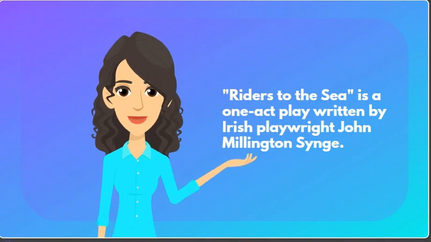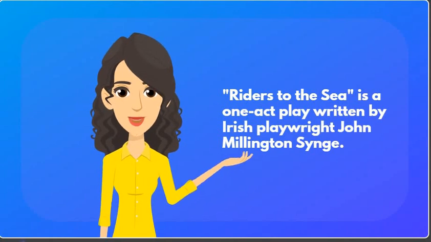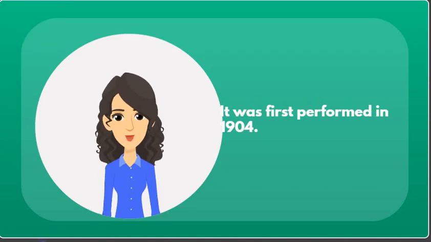Written by Irish playwright John Millington Synge. Riders to the Sea is a one-act play written by Irish playwright John Millington Synge. It was first performed in 1904.